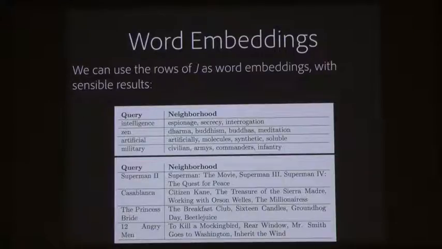If we just look at nearest neighbors in this Jacobian vector space, then we get very sensible results: military is close to civilian, armies, commanders, infantry; Zen is close to Dharma, Buddhism, Buddha's, meditation, and so on. And we can do this with things like movie ratings data too. It's not restricted to text. The nearest neighbor for Casablanca is Citizen Kane. The nearest neighbor for Superman 2 is Superman 1. The nearest neighbors to The Princess Bride are movies that I grew up watching. So that's all nice.